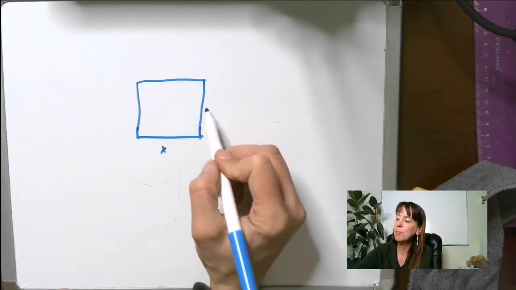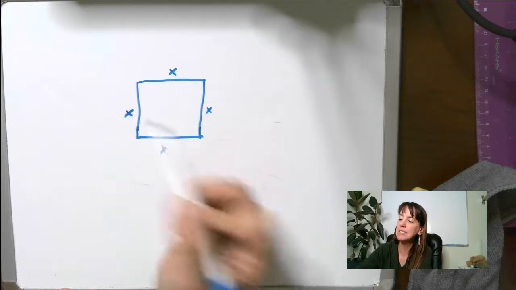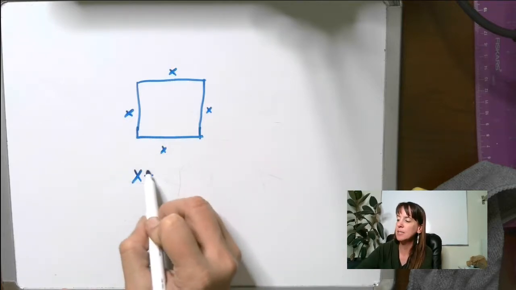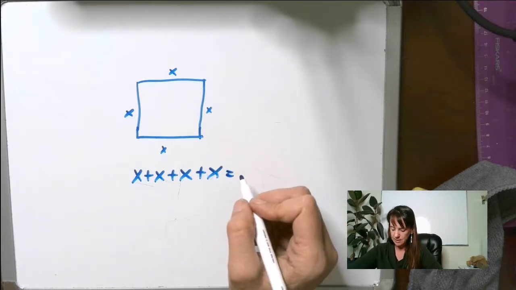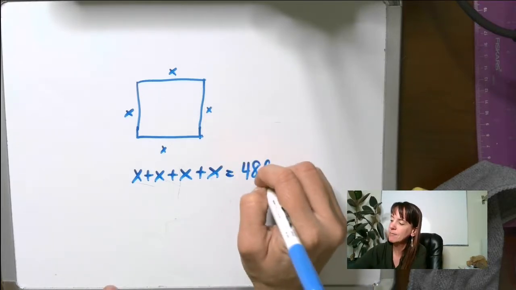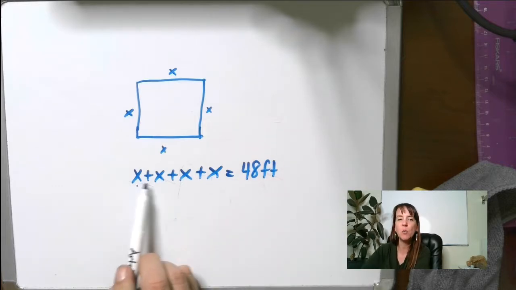So this guy plus this guy plus this guy plus this guy all add up, x plus x plus x plus x equals, in this case, 48 feet. So how many x's do we have here? 1, 2, 3, 4.